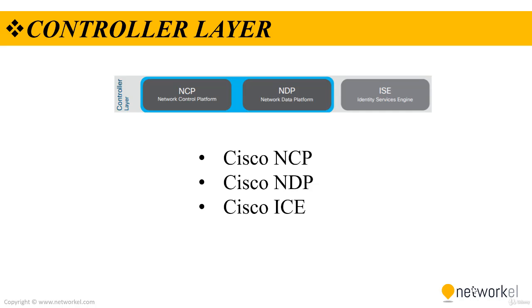networks. There are three main controller subsystems, and they are Cisco NCP, Cisco NDP, and Cisco ISE. NCP stands for Network Control Platform, NDP stands for Network Data Platform, and ISE is for Identity Services Engine.